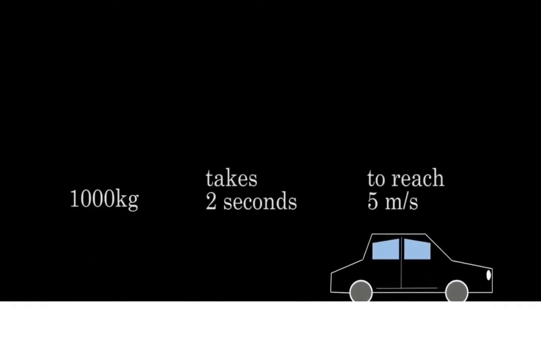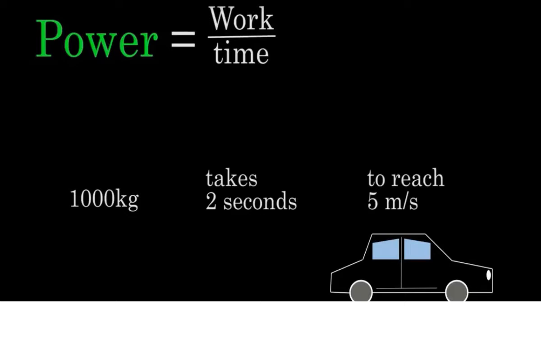Here you can see a 1000 kg car takes 2 seconds to reach a velocity of 5 meters per second. If you want to calculate the power of the car, we know power equals work by time. Here work is not given, but the car moves with a velocity, so it gains kinetic energy, and that kinetic energy will convert into work.